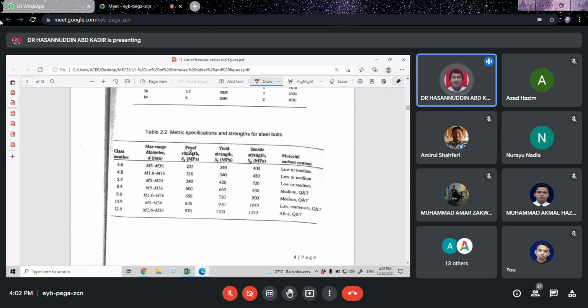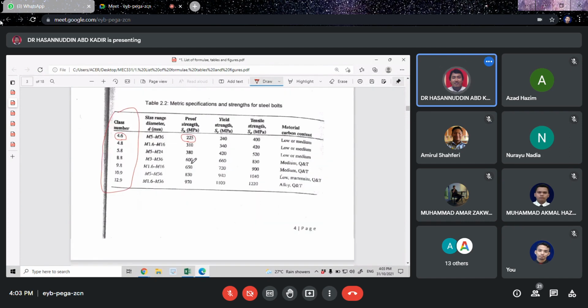We also have Table 2.2 here. Normally they will give you a grade, and let's say they ask you to find the SP, the proof strength, for grade 4.6. You will refer to this table so you can get the value of SP. Where you can use the value of SP, we will refer back to the list of formulas later on.